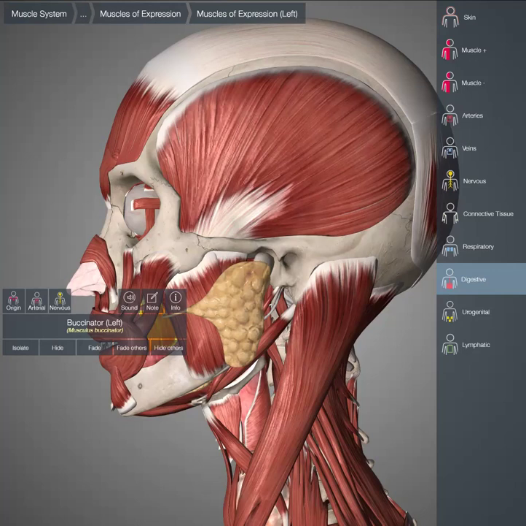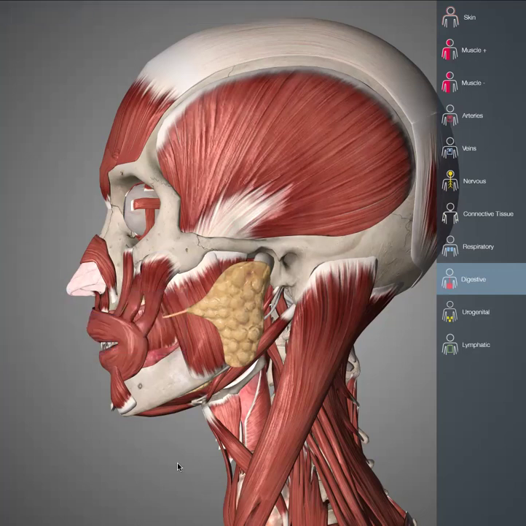Now, something that is important about the parotid gland is that so many things pass through it, including number one, the facial nerve, number two, the external carotid artery, number three, the retromandibular vein.